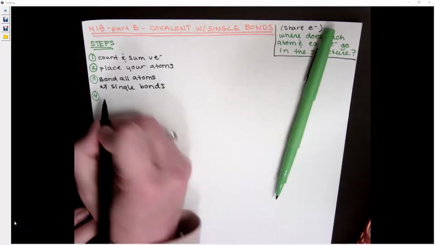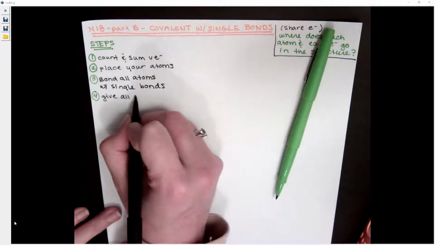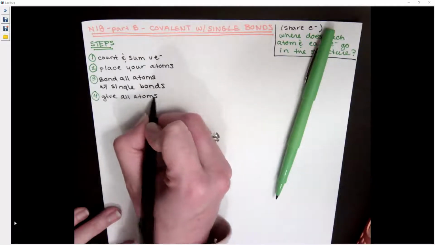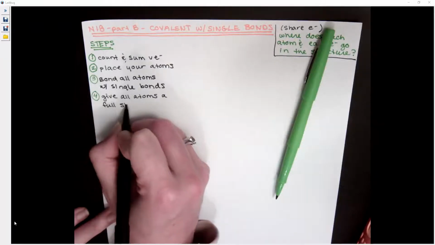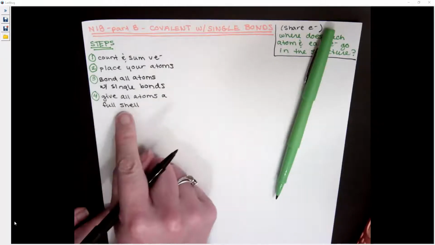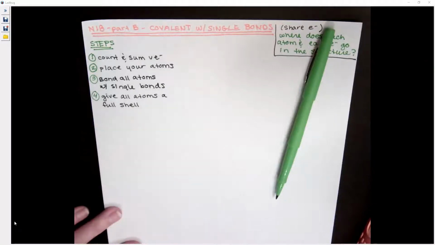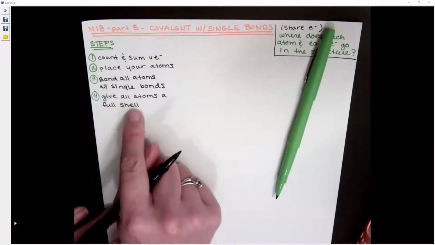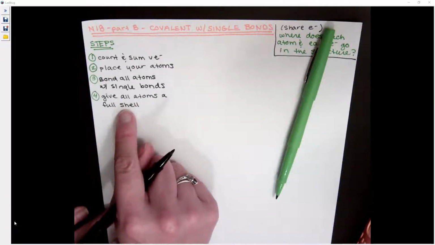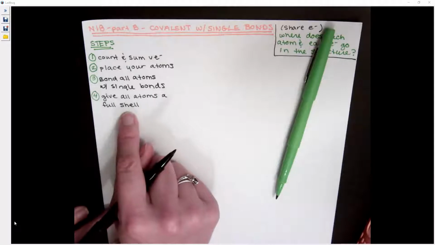Step 4, give all atoms a full shell. Remember that for most things that's 8, but sometimes it might be less, sometimes it might be more. We may not be able to do this in real life, but we're just drawing a model, right? We're just drawing on our paper. So we're going to try to give everything what it wants, and if it doesn't work, we'll fix.